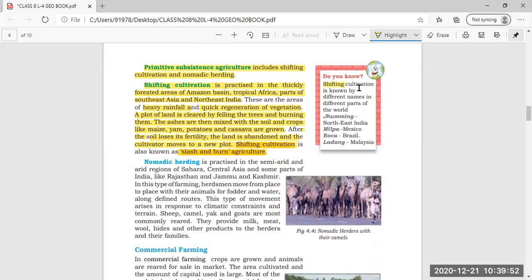Now, do you know shifting cultivation is also known by different names in different parts of the world? This shifting cultivation is known as slash and burn agriculture, but in different parts of the world, it is also known by different names like jhuming. The word jhuming is used in northeast India for shifting cultivation. The word milpa is used in Mexico for shifting cultivation. The word roca is used in Brazil for shifting cultivation. And ladang is used in Malaysia for shifting cultivation. So these are the few words which are used for shifting cultivation in different parts of the world.